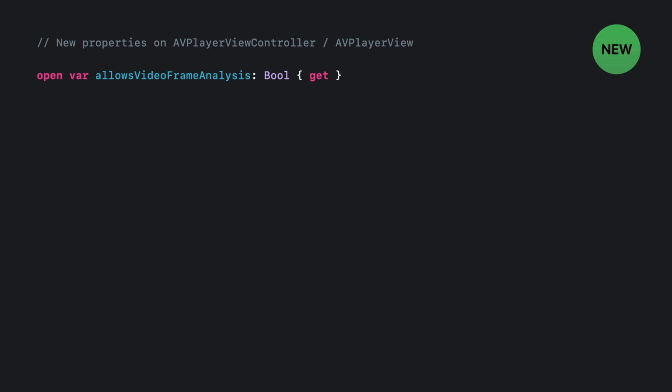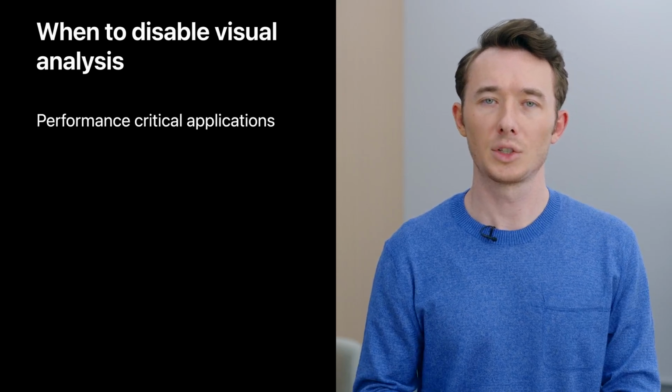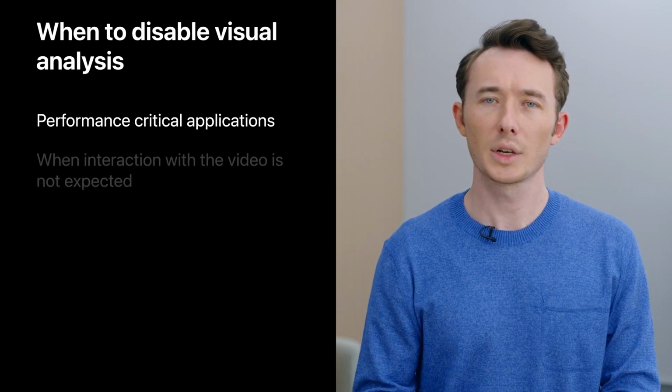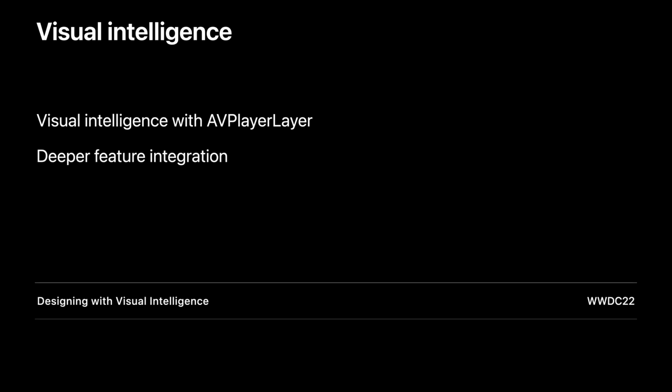Note that we will not analyze frames while scrolling for performance reasons, or for FairPlay protected content. In general, we think people will expect this functionality in most situations. However, there are some instances where you may want to disable visual analysis, as is appropriate in your application. For example, in performance-critical applications, such as a collection view of videos, or in cases where interaction with the video is not expected, like splash screens. For more info on how to integrate the visual intelligence feature set into your apps, see our related talks on VisionKit.